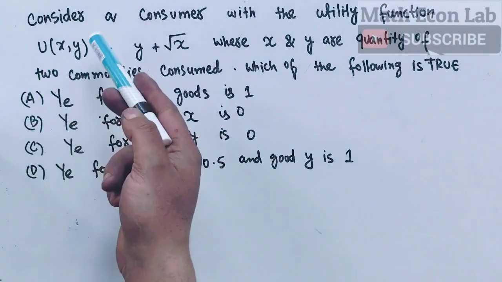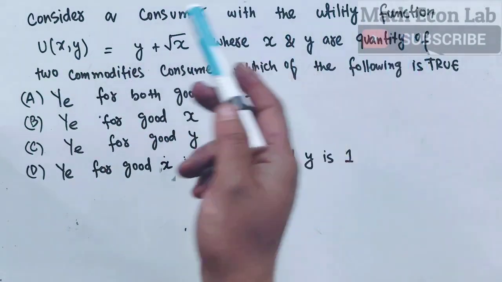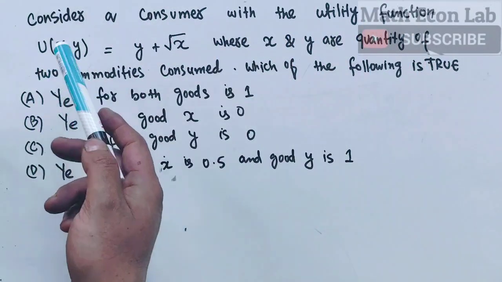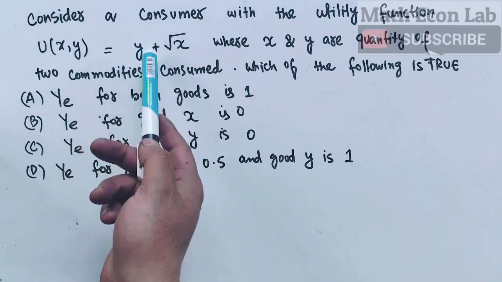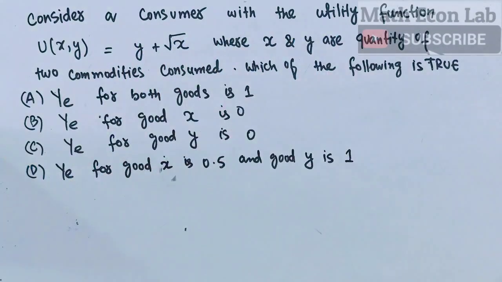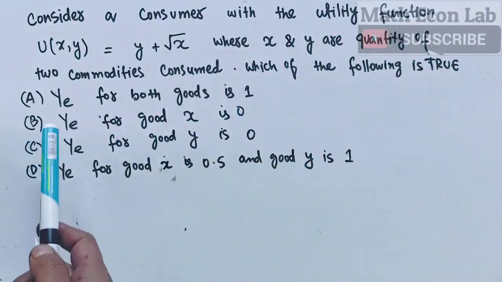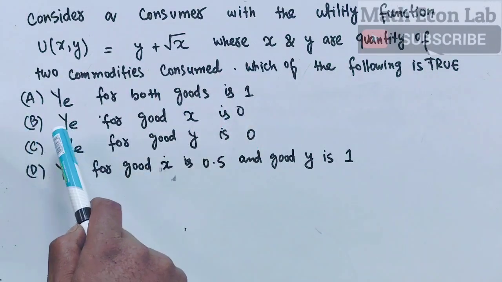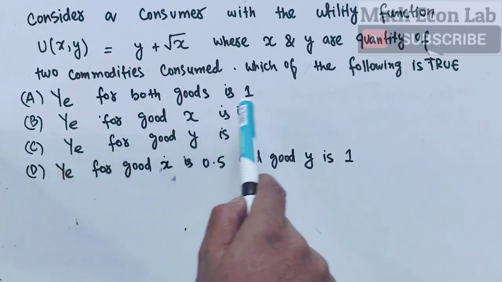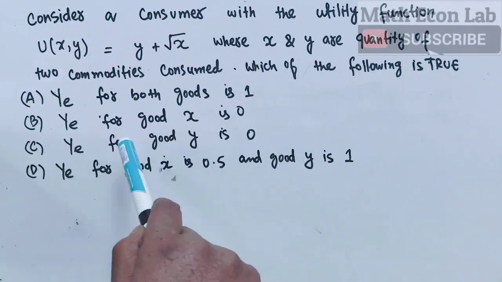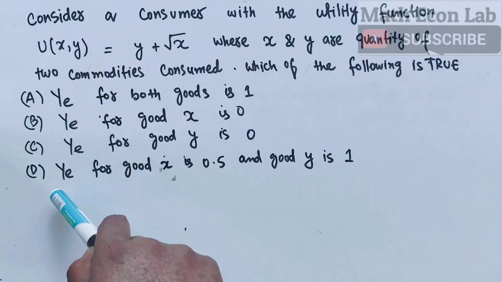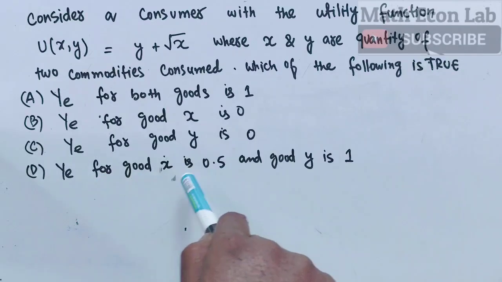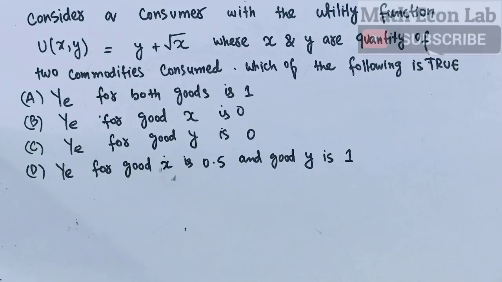Okay, the question is to find out the income elasticity for the given utility function. The question is, consider a consumer with the utility function. Utility is a function of two goods x and y, which is equal to y plus under root x, where x and y are the quantities of two commodities consumed. Which of the following is true? Options are: income elasticity of demand for both the goods is equal to 1, income elasticity of demand for good x is 0, income elasticity of demand for good y is 0, and last option is income elasticity for good x is 0.5 and for good y it is 1. We need to find out the correct option.